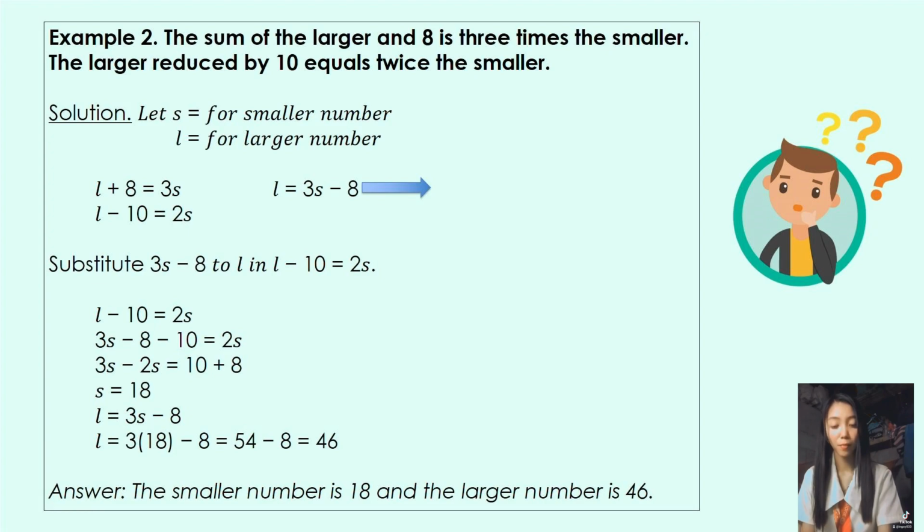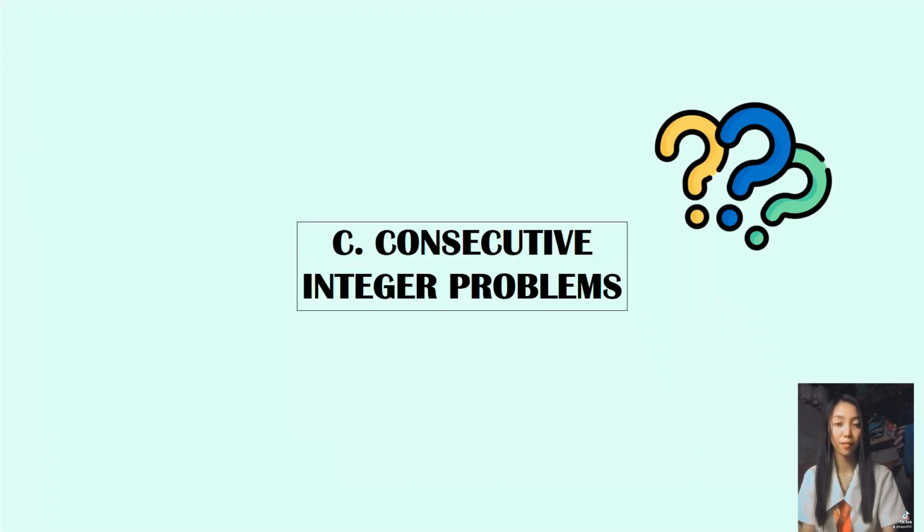Substitute 3S minus 8 for L in L minus 10 equals 2S. L minus 10 equals 2S. 3S minus 8 minus 10 equals 2S. 3S minus 2S equals 10 plus 8. S is equal to 18. L is equal to 3S minus 8. L is equal to 3 times 18 minus 8 equals 54 minus 8 equals 46.